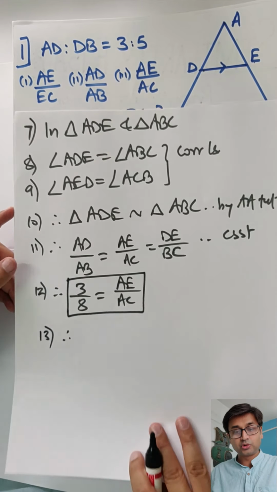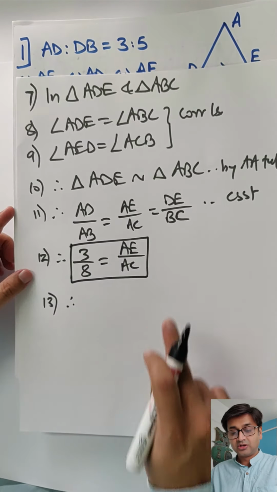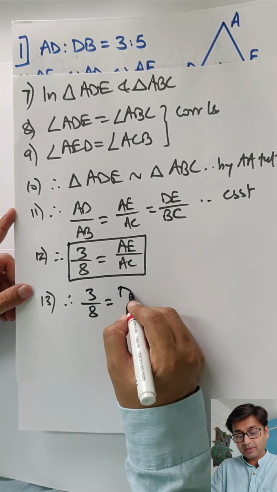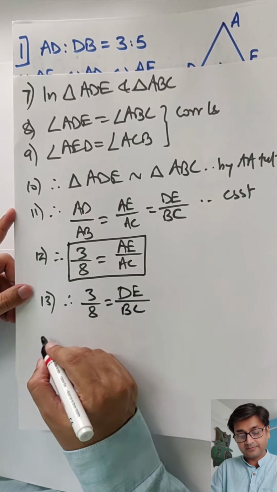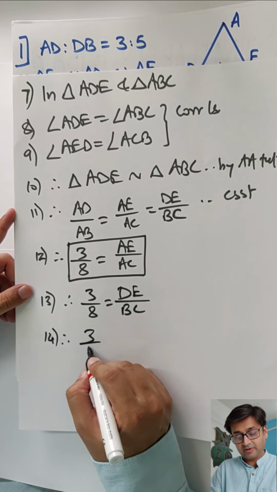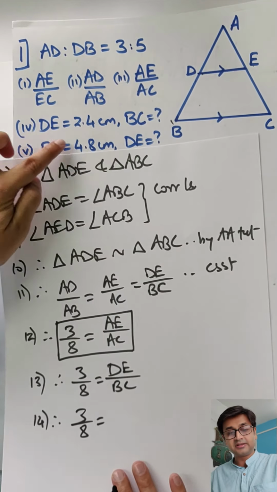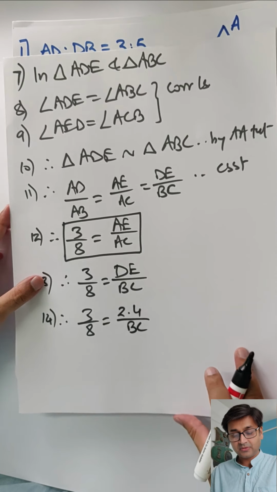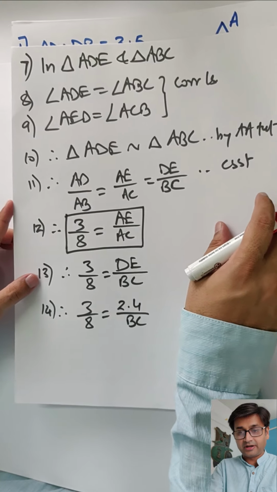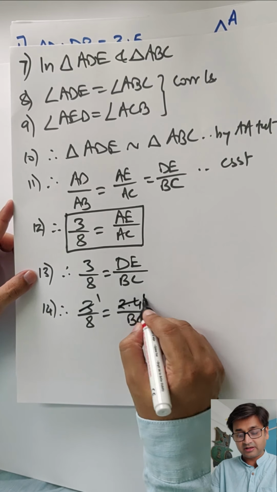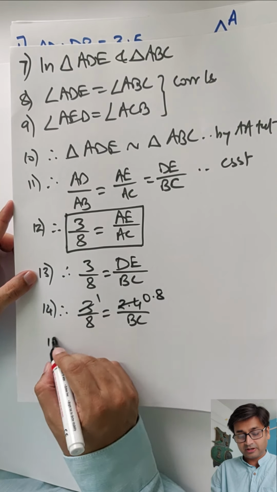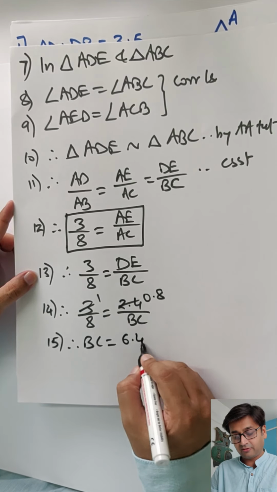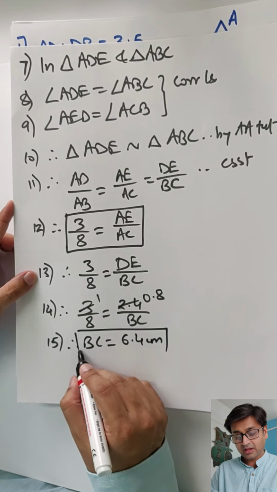Now for the last two parts, DE, BC. So take this, okay? AD upon AB 3 by 8, DE upon BC. So here I will say 3 by 8, DE is given to me as 2.4. Let's find BC. So 3 ones are 3, 8 times 2.4, correct? So cross multiply, I can say therefore BC is equal to 6.4 centimeters.